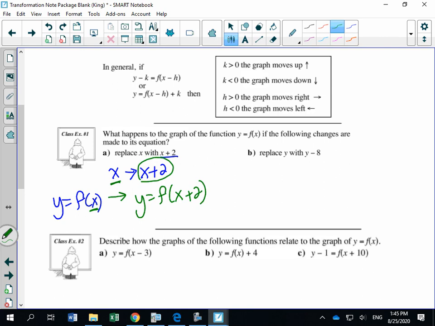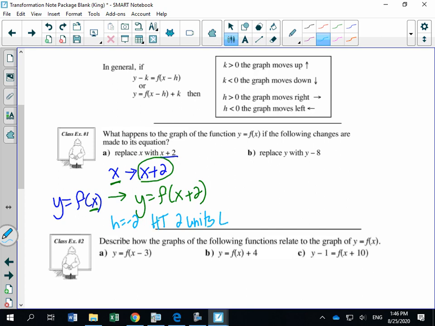When I replace this, did I just do a vertical or a horizontal move? So what you need to be able to see is, okay, this is within my function. That is an h parameter. So h is equal to -2, and that is a horizontal translation, 2 units left.